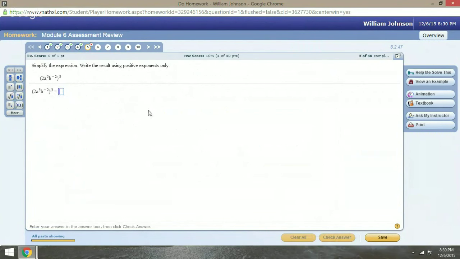Yeah, we're going to get a second problem. This one. No, that's not going to be 6a. That's going to be 4a. 2 cubed is 8, so that's going to be 8a. 8a to the 15th over b to the 2 to the 3, so it's going to be over b to the 6th. There we go.